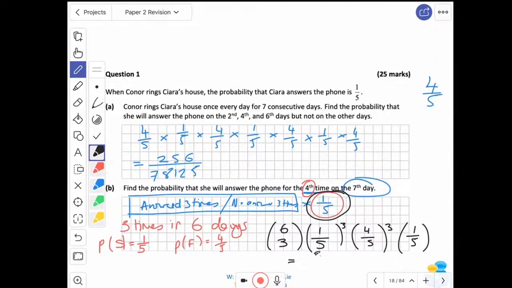256 over 15,625. And obviously there's no problem with writing that as a decimal, but it's just going to be a long decimal, so I just prefer to write them as fractions.